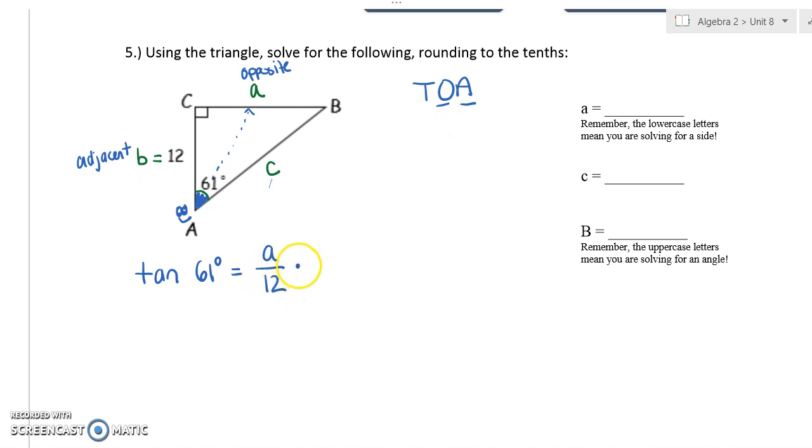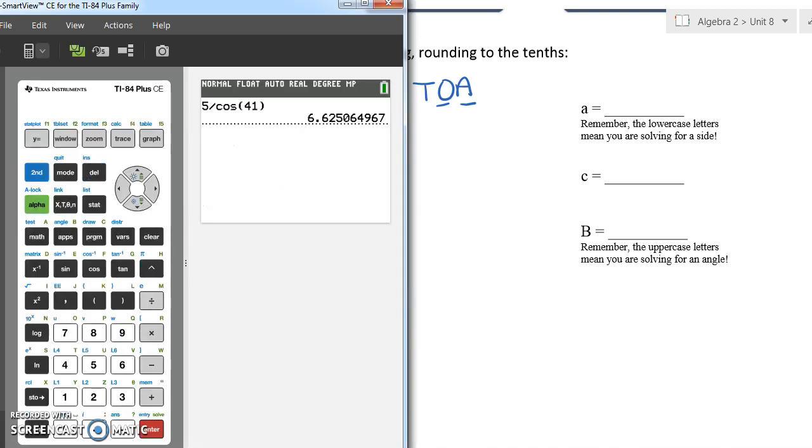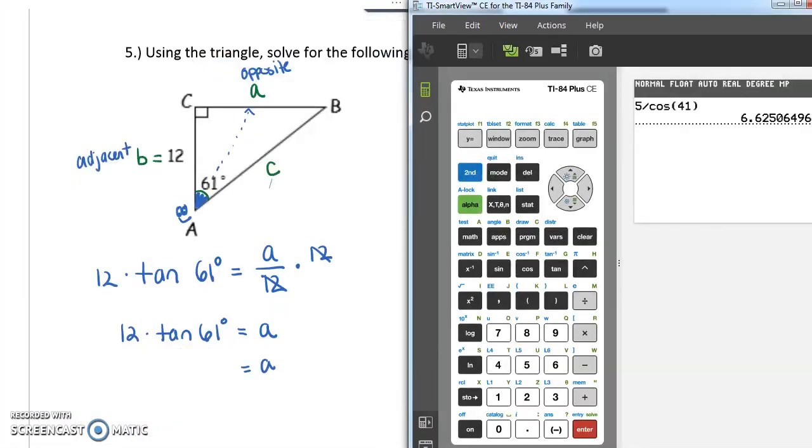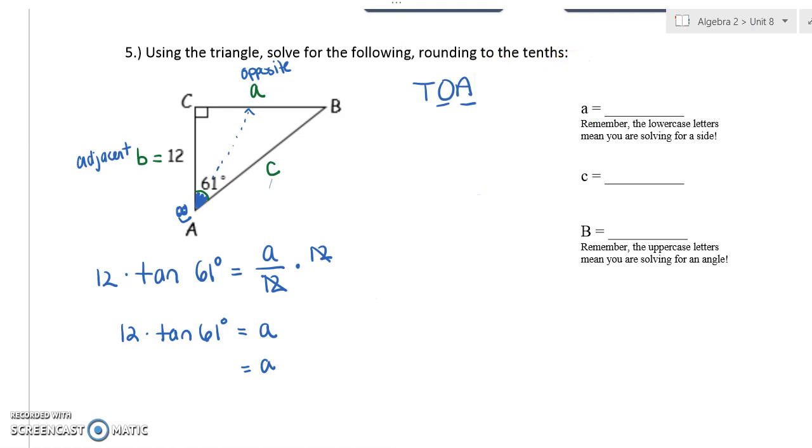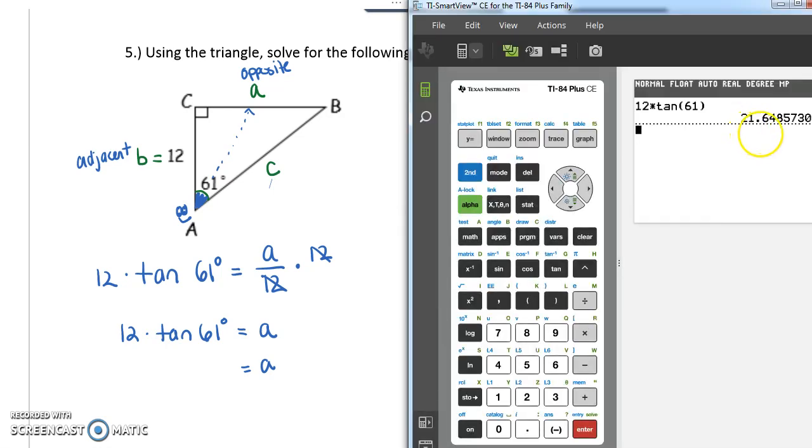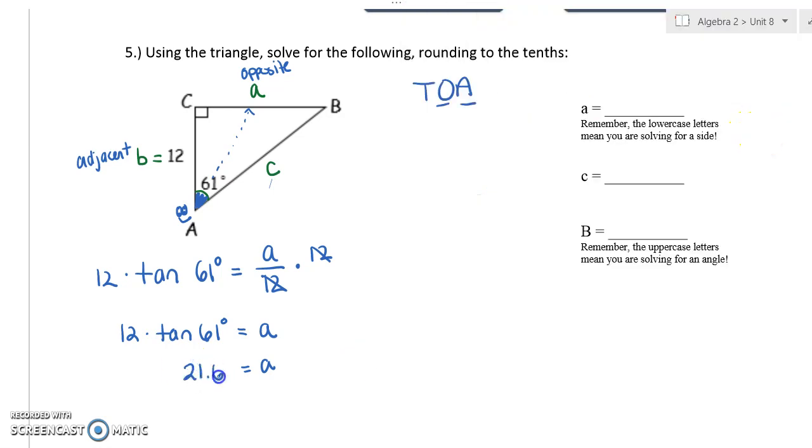Now I can solve it. Multiply 12 on both sides. 12 times tangent of 61 degrees equals A. All I have to do is type that into the calculator and get an estimation. Let's move that to the other side. All right, so we have 12 times the tangent of 61 degrees. Close it up. There's our answer. Did it say round to the tenths? Okay, I just wanted to check. So 21.6. So A is 21.6. Done with one side.